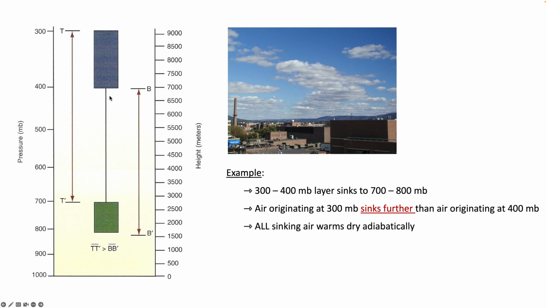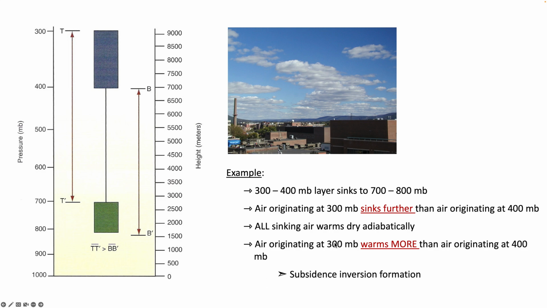And so in meteorology, we assume that all air, whether it's moist or dry, as soon as we begin to bring it down, warms dry adiabatically as a result of compression and warming. And so because the air at 300 millibars is going to fall further as it goes to 700 millibars than the air at 400 millibars as it drops to 800 millibars, the air at the top of the layer is going to warm more than the air at the bottom of the layer. And that's going to lead to a subsidence inversion. So we're going to get warming more at the top than the bottom. And so as we go up through our green layer, we're going to see temperature increase with height. And so we get a subsidence inversion forming.